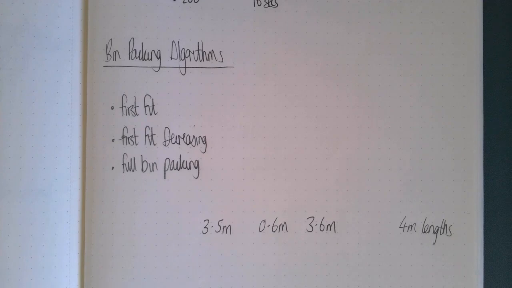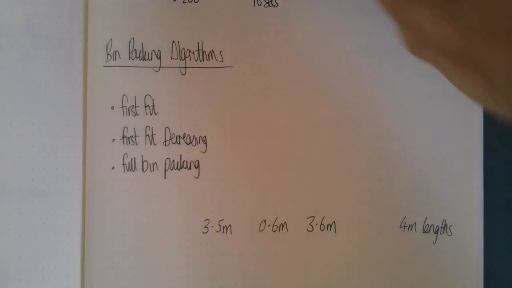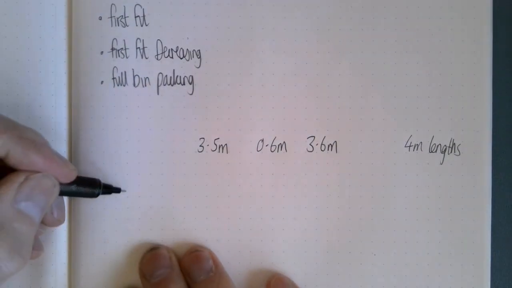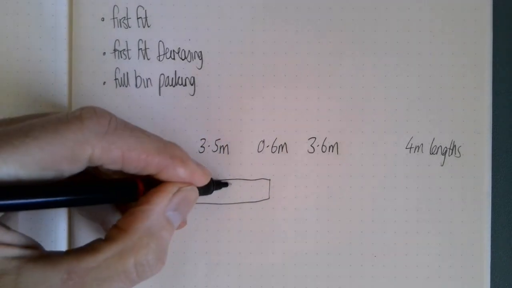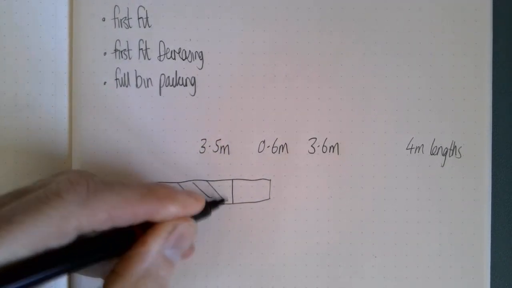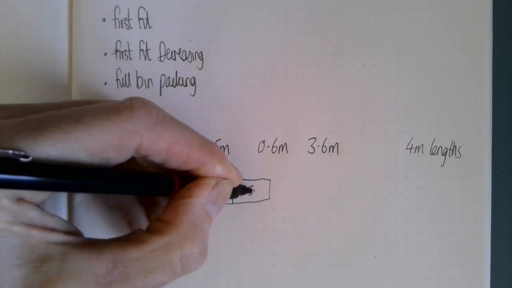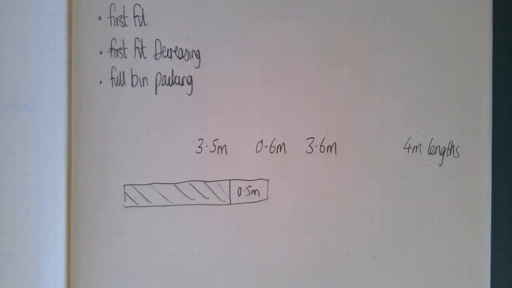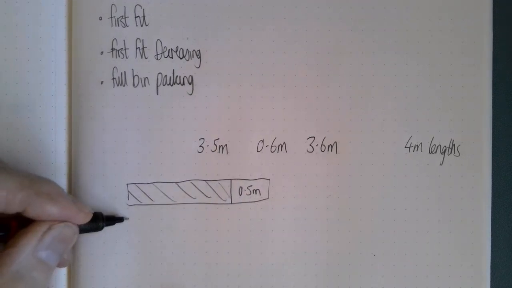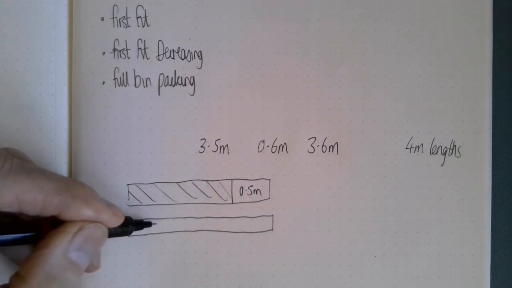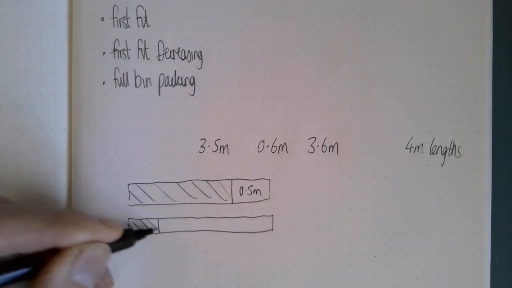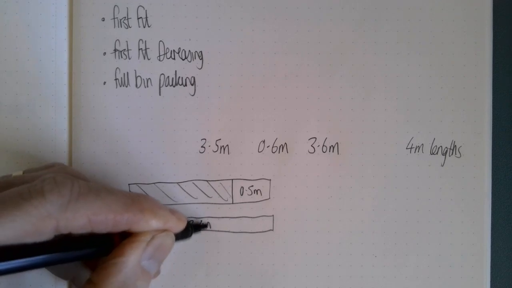Or can I? Can you see the problem I have? Well, the first person comes in and here's my 4 metre length. And they buy 3.5 metres. So there you go, they take 3.5 metres. So I'm left with half a metre of wood. The next person comes in and they want 0.6 metres. So this isn't enough, so I have to break into another length. So I have to cut 0.6 off there, which leaves me with 3.4 metres.